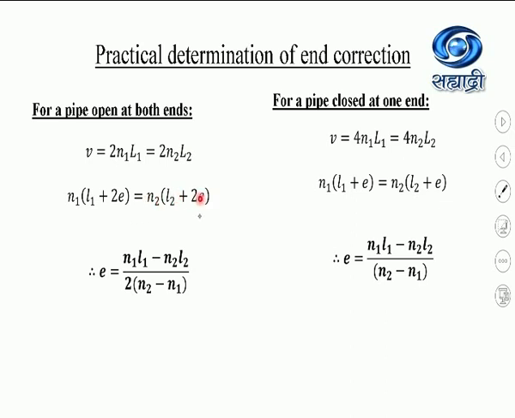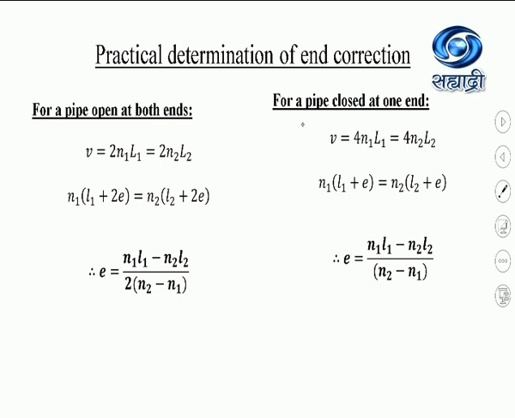Now solving this equation for small e, that is the end correction, we get this is equal to (N1 L1 minus N2 L2) upon 2 in the bracket (N2 minus N1). So this is the end correction. By using this equation, we can calculate end correction in case of pipe if it is open at both ends.